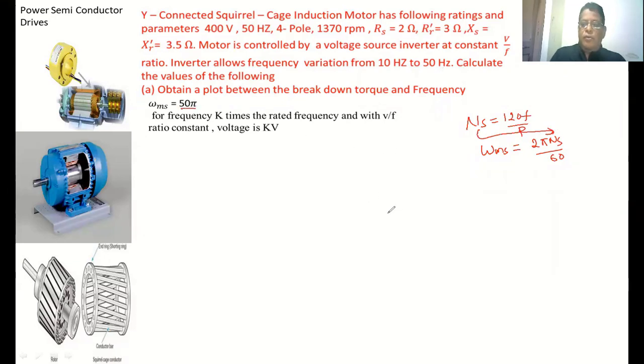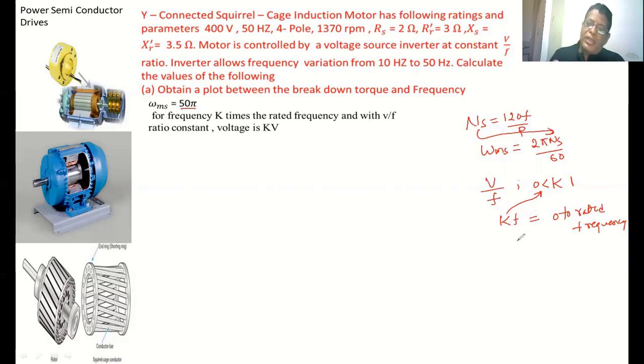Suppose here we are maintaining the V by F ratio constant. Here we have taken one constant K value. That value will vary from 0 to 1. Now we are going to take the K into F. As the K value varies from 0 to 1, this frequency value also will vary from 0 to the rated frequency. So if you take the K value 0, then the frequency will be 0. If the K value is 1, then F equals the rated frequency.